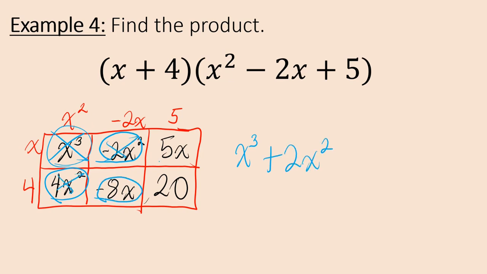Same thing for my x's. I have negative 8x and positive 5x. Well, negative 8 plus 5 is negative 3, so that's going to be minus 3x. And then plus 20. Since we already combined our like terms while we were writing it out, this one is done.